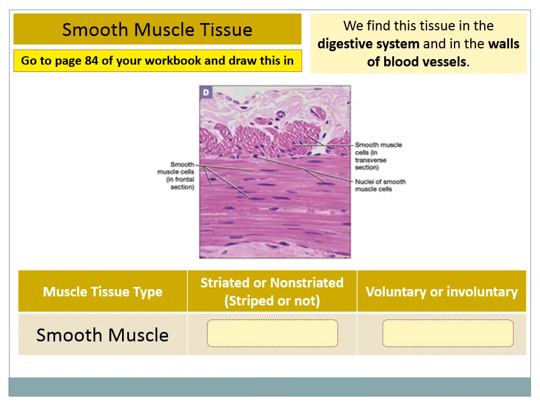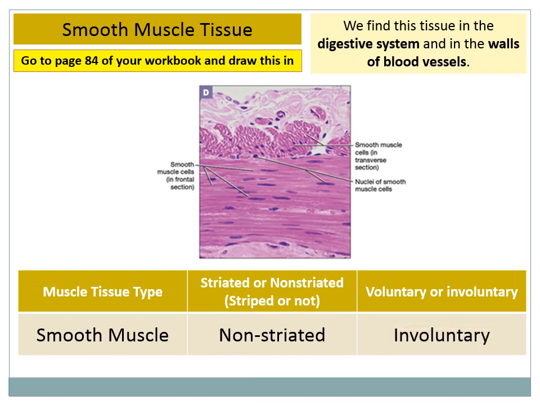The next one we have is smooth muscle. We find this tissue in the digestive system and in the walls of blood vessels. We can see here. So is smooth muscle striated or not? No, that's why it's called smooth. There's no stripes in it. It is a smooth muscle. Knowing that we find this in the digestive system and the blood vessels, is this voluntary or involuntary? Yeah, this is involuntary. You do not control how fast things move through your digestive system, and you do not control how fast blood moves through your blood vessels.